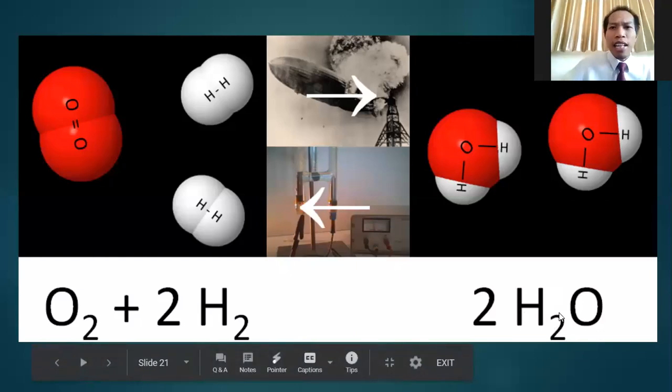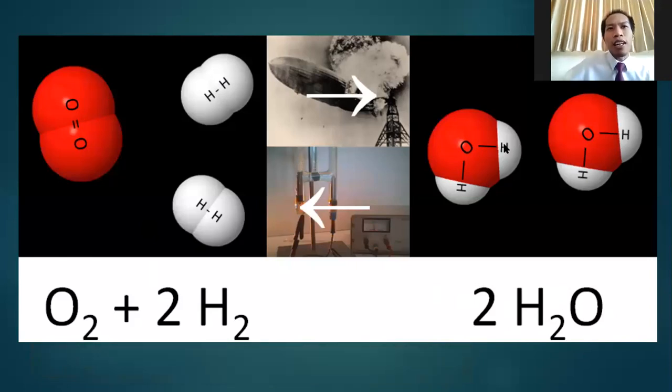As we know that H2O is water, it consists of two different types of element, which is hydrogen and oxygen. Hydrogen is the white one and oxygen is the red one. So when it is coming together, it will make water. So this is the composition.